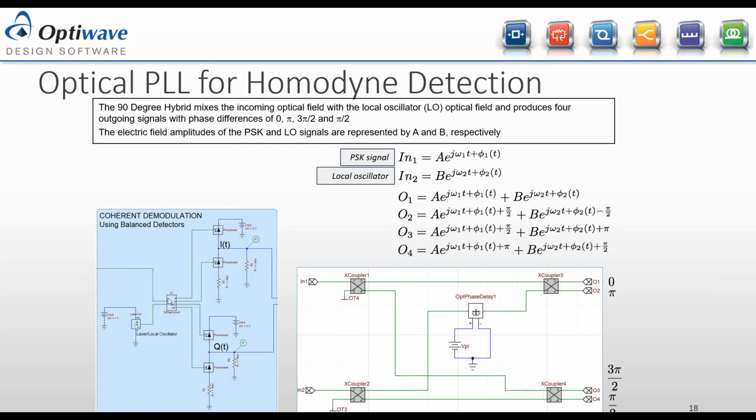I'm going to go through every part one by one. Initially, you could see we have two signals coming in with a certain frequency and certain phase. And at the 90-degree hybrid, they're mixed together. So at every output, we have a combination of the two signals and a phase shift applied by the 90-degree hybrid. The first arm has 0, then pi, 3 pi over 2, and pi over 2.